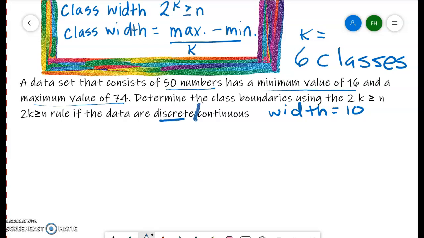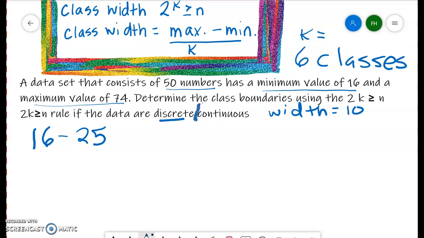Okay, now to determine the class boundaries for discrete. Remember, discrete are things that can be counted, so we're not going to have a stopping point for each class. For the first class, we can start with 16 since that is our minimum value. So 16, that's one number, and we need 10 in a class, so we just need 9 more. So 16 plus 9 would be 25. So 16 to 25.